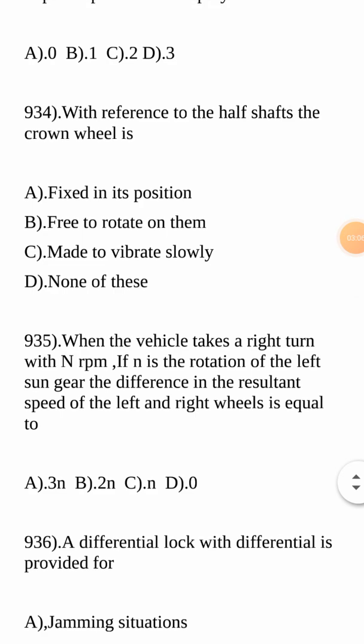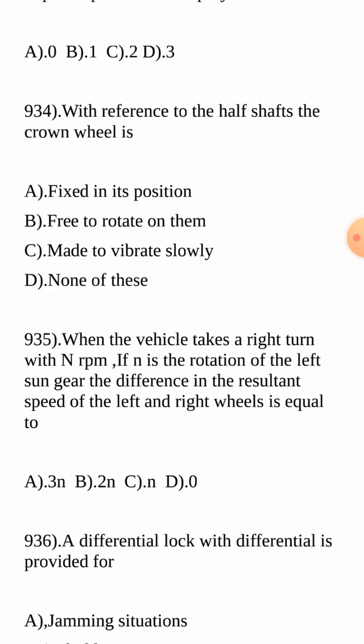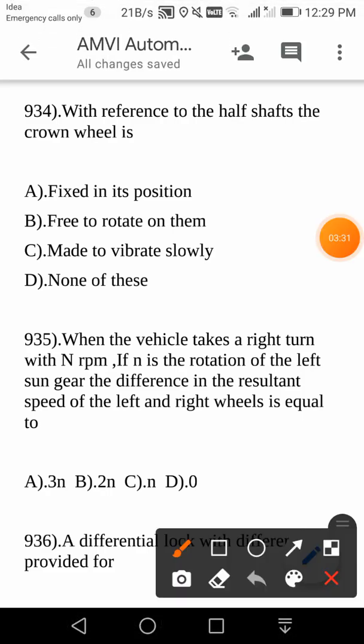Next question boys. With reference to the half shaft, the crown wheel is, this is a good question. How does the crown wheel behave? Is it free to rotate on them, or is it fixed in its position, or is it made to vibrate slowly, or none of these? It is actually free to rotate on them. So with reference to the half shafts, the crown wheel is free to rotate on the half shafts. The answer is B.